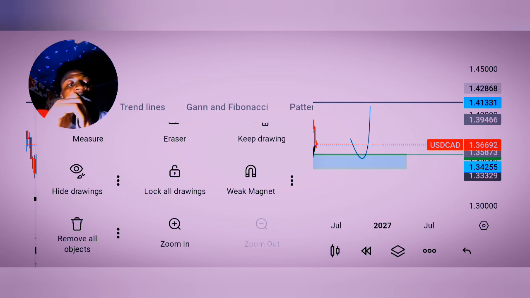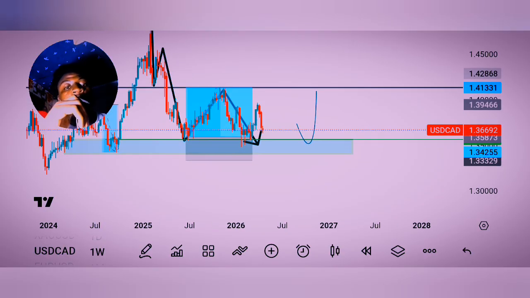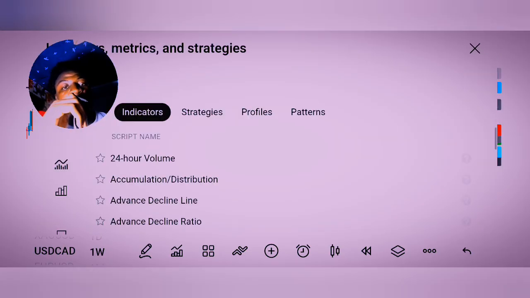And we have remove all objects. The remove all objects is just like a powerful delete button. So when you press it, you automatically delete all the drawing tools that you have here on your charts. So that's how that works.